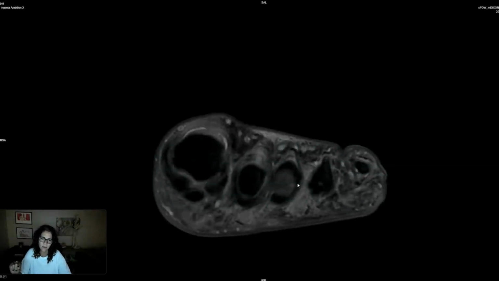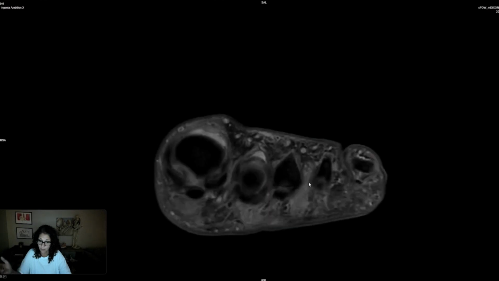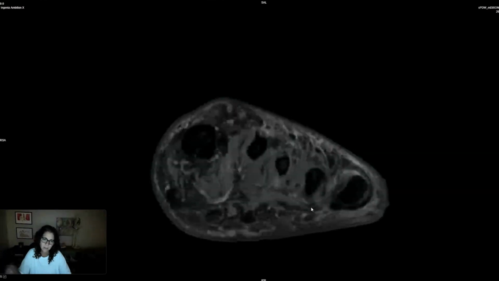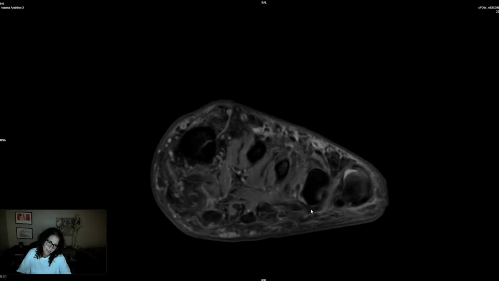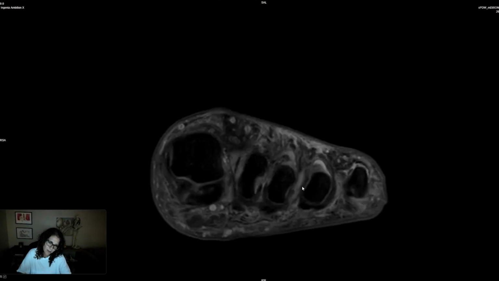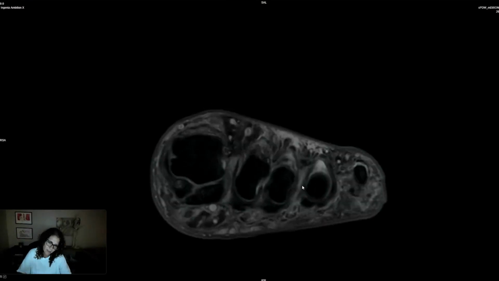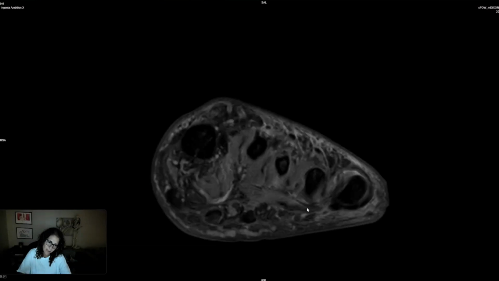What I do see is a very large third interspace neuroma or pseudoneuroma, because I'm going to be looking for the plantar plate tear. Now, for this plantar plate, this is quite irregular. Even the collateral ligament on this side is sprained. And I'm going to look at that.